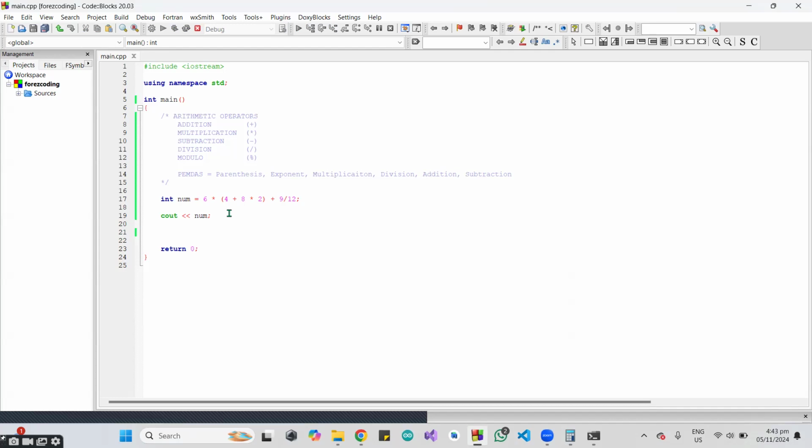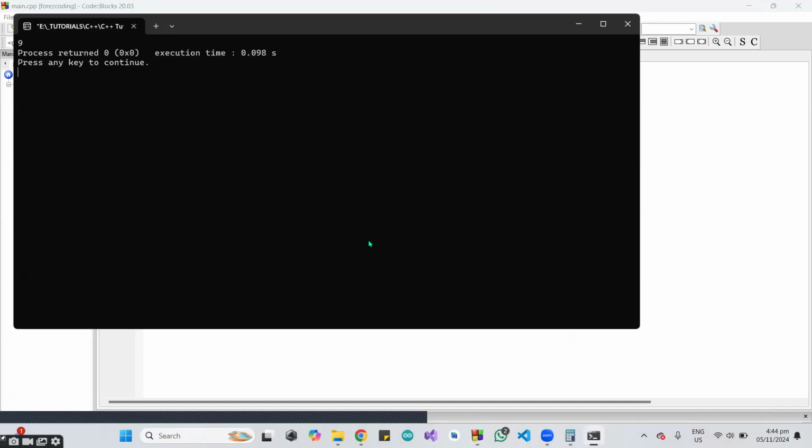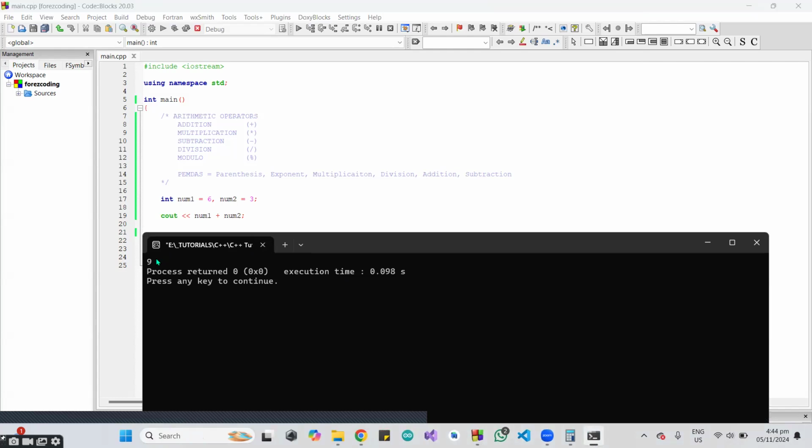And you will ask again, what if I wanted to add numbers from two different variables? So you can declare values. For example, this is num1, which equals 6. And then you also have num2, which equals 3. And then you want to output the value from num1 by adding num1 to num2. And then you will get the answer 9. Okay. So 6 plus 3 equals 9.